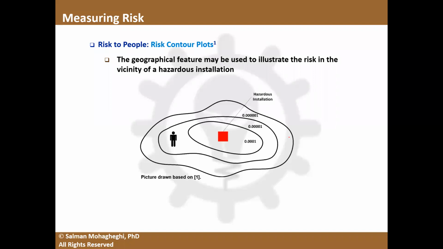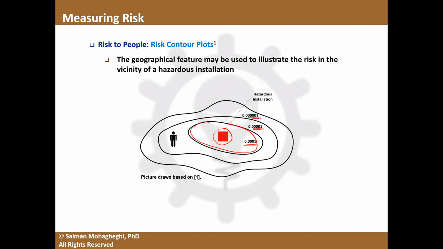Let's close this chapter by looking at different ways that we can measure risk for various engineering systems. If you're looking at risk to people, you can overlay risk by the geographical map of the area. So you can calculate risk and say for all the people who are within this area, let's say this is a source of hazard, this is the amount of risk exposed to those individuals. Then this would be people outside that area, and this would be people outside again.